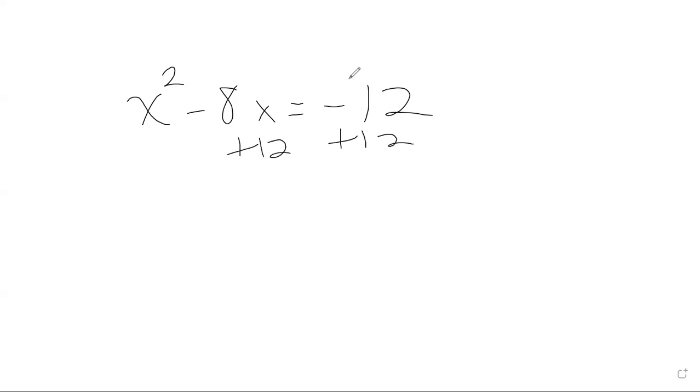Let's do one like this. X squared minus 8x equals -12. Again, we have to get it where it's equal to 0. So I'm going to add 12 to both sides. X squared minus 8x plus 12 equals 0.